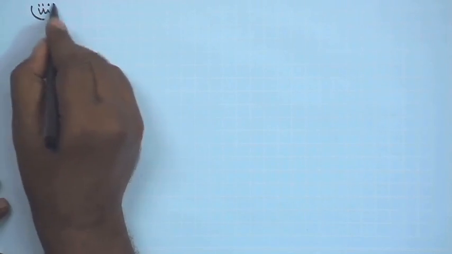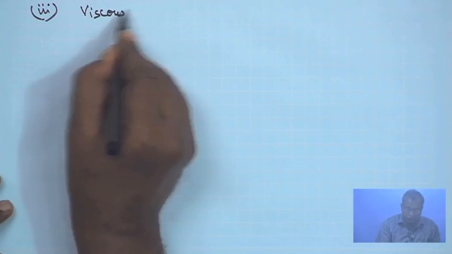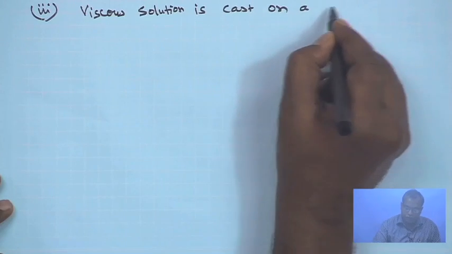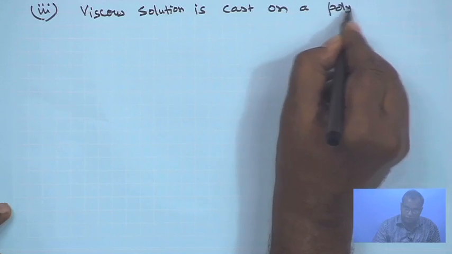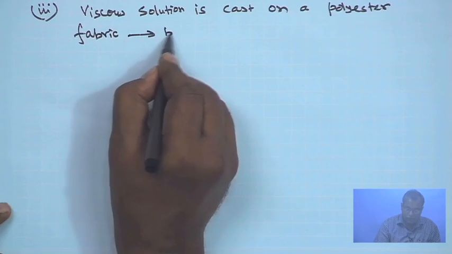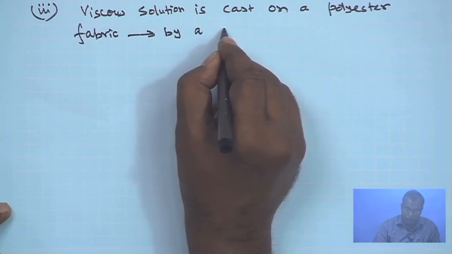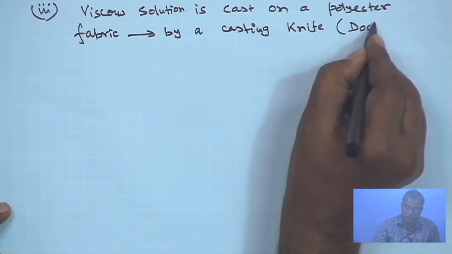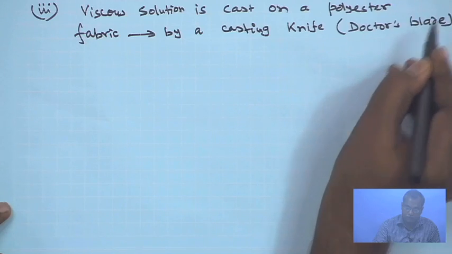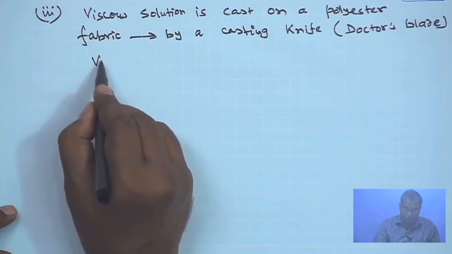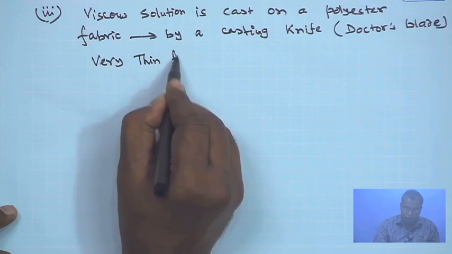So, once the viscous solution is done, the third step is that the viscous solution is cast on a non-woven polyester fabric by a casting knife, which is also known as the doctor's blade. Once it is cast, it will create a very thin film of polymer.